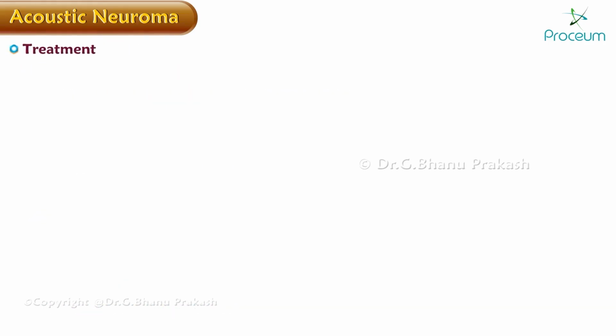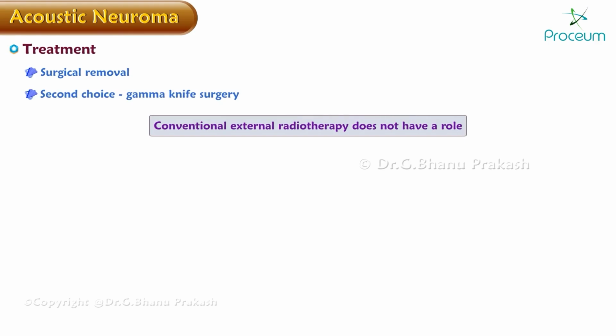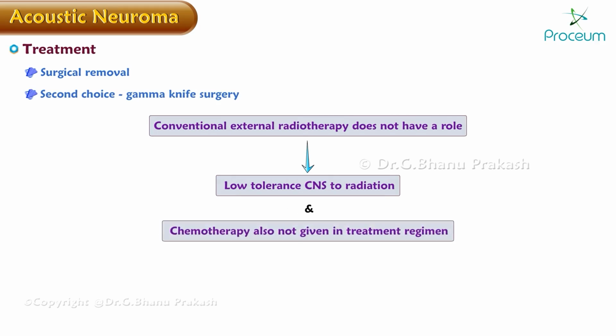Treatment. The treatment of choice is surgical removal. The second choice is gamma knife surgery. Conventional external radiotherapy does not have a role, as there is low tolerance of the central nervous system to radiation, and chemotherapy is also not given in the treatment regimen.